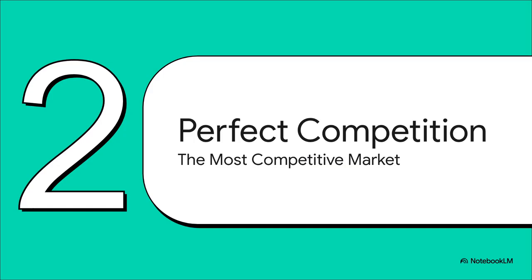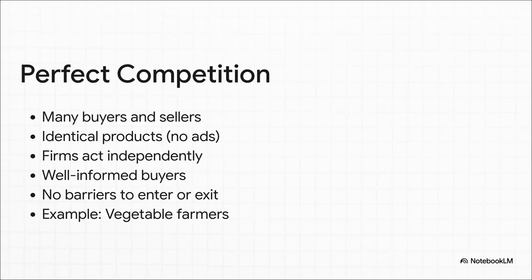All right, let's jump into our first market structure. We're going to start at one extreme end of the spectrum, with the most competitive market you can possibly imagine. This one's called perfect competition. So for a market to be considered perfectly competitive, it has to check all of these boxes. You've got tons of buyers and sellers, and all the firms are selling an identical product. I mean, a completely identical product.